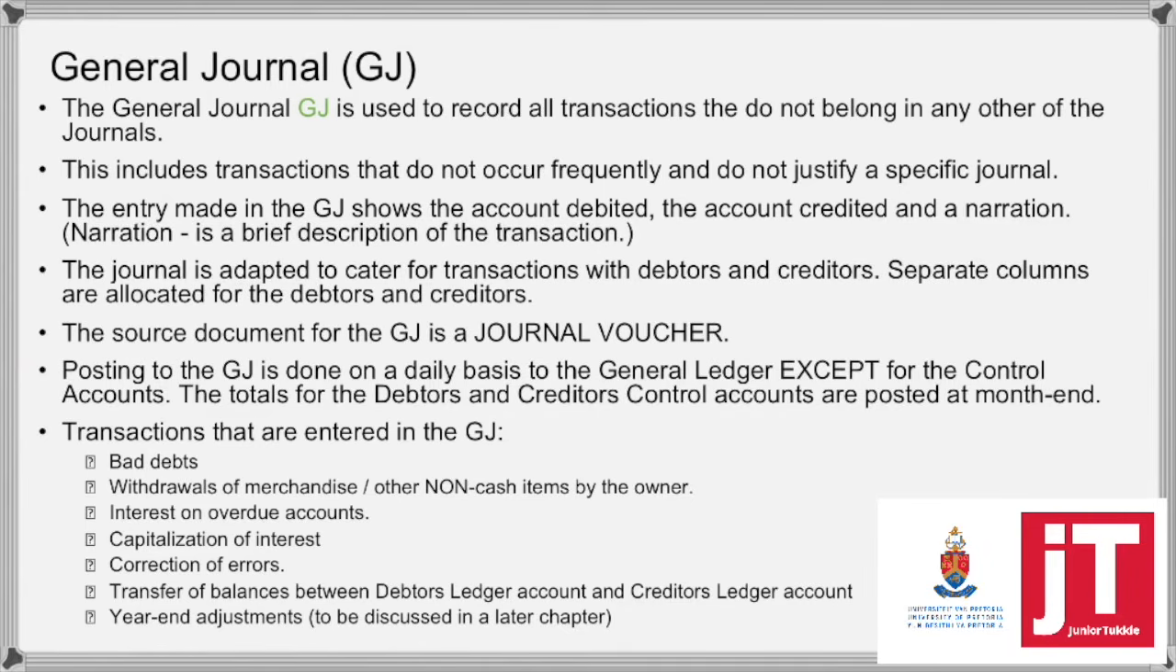Transactions that we will look at in the General Journal, now these are the GJ transactions. So if it's not one of these, then it doesn't belong in the GJ. The first one is bad debts, then withdrawing of merchandise or non-cash items by the owner, interest on an overdue account, capitalization of interest, transferring of balances between debtors ledger and creditors ledger accounts, and then your year-end adjustments and closing transfers. But that will be discussed in a separate chapter later on.